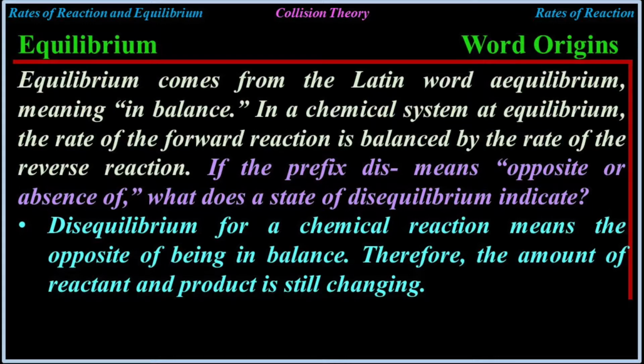Equilibrium comes from the Latin word aequilibrium, A-E-Q, one word, meaning in balance. In a chemical system at equilibrium, the rate of the forward reaction is balanced by the rate of the reverse reaction. If the prefix dis means opposite or absence of, what does a state of disequilibrium indicate? Disequilibrium for a chemical reaction means the opposite of being in balance. Therefore, the amount of reactant and product is still changing.